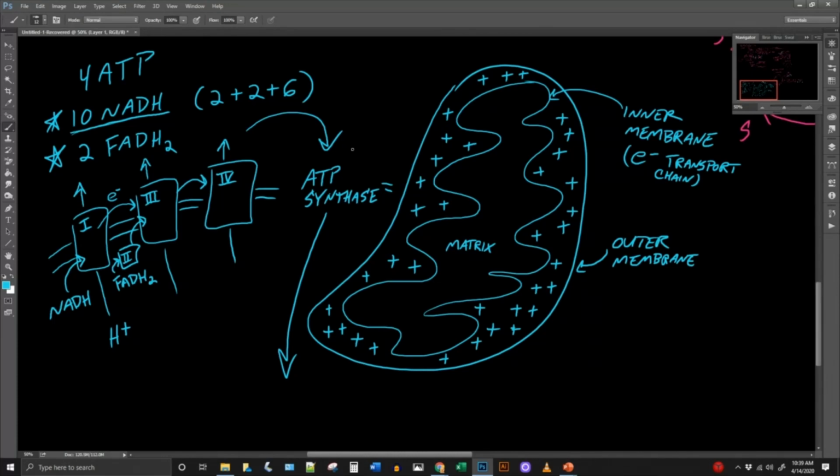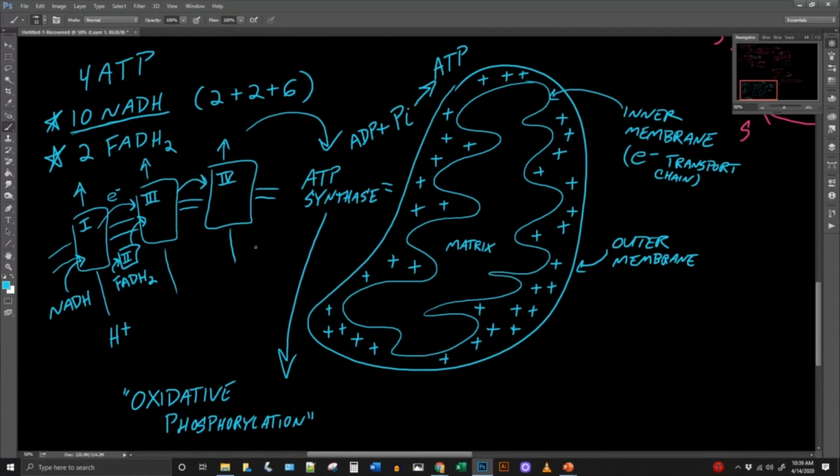So ATP synthase takes ADP plus inorganic phosphate and gives us an ATP, in this case through oxidative phosphorylation. Oxidative phosphorylation. Why oxidative phosphorylation?